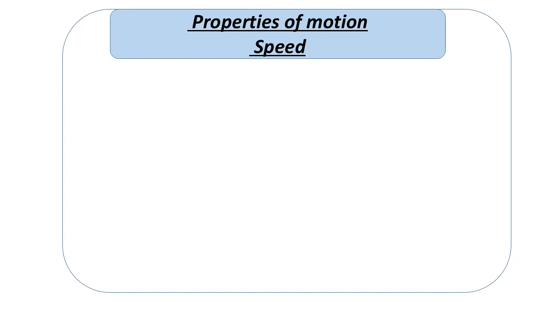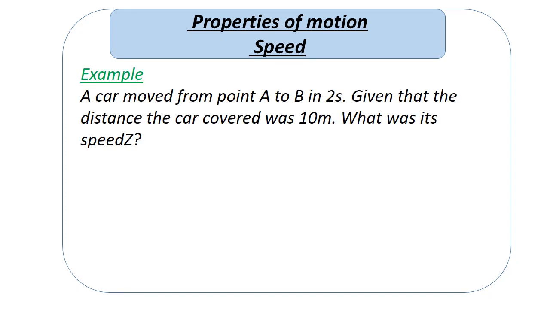So let's take a look at an example. The example says a car moved from point A to B in 2 seconds. Given that the distance the car covered was 10 meters, what was its speed? So it moved from A to B in just 2 seconds, and they have given us the distance it covered. So we can tell what the speed was.